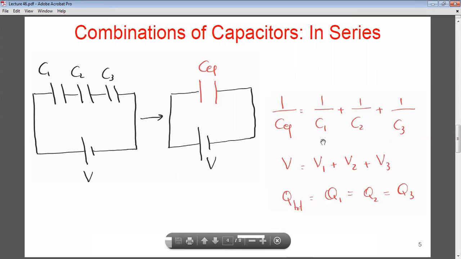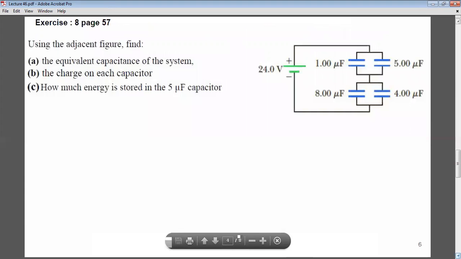Actually, I've shown you in the lectures how to do the derivation of the equivalent capacitance, but you are not responsible for that. You can just memorize it. In series, you have to do the reciprocal of the capacitors, and then you add them and you divide by that. And in parallel, you just add them, okay? Now, let's do one last exercise.